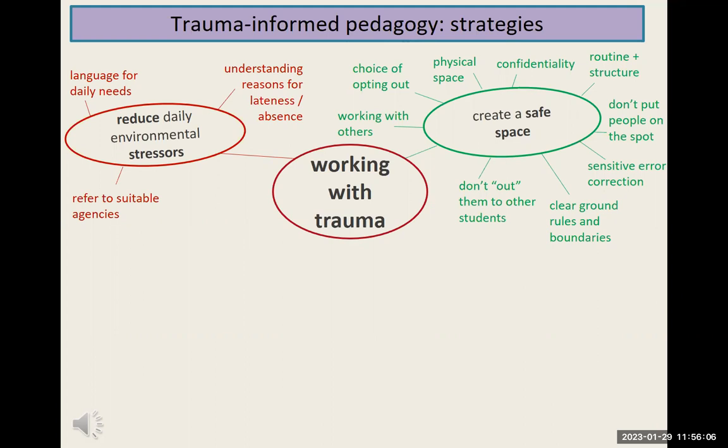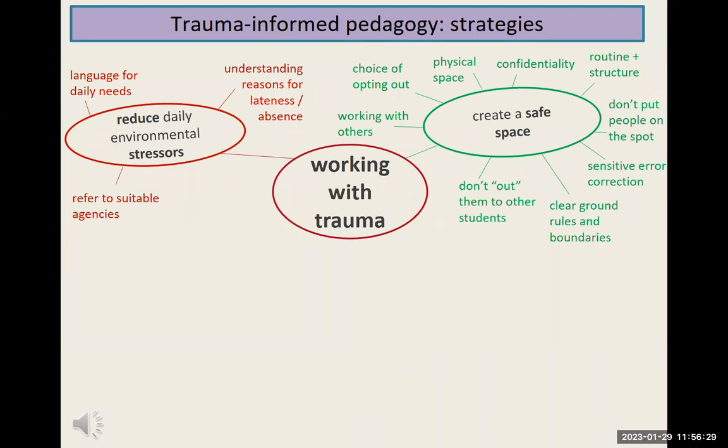Things like confidentiality are of course very important for all students. You could argue more so for trauma survivors. This relates to not outing people as a refugee, especially in mixed classes of refugees and non-refugees. So giving people that control and that choice in terms of how much they choose to share with the other students in the class.